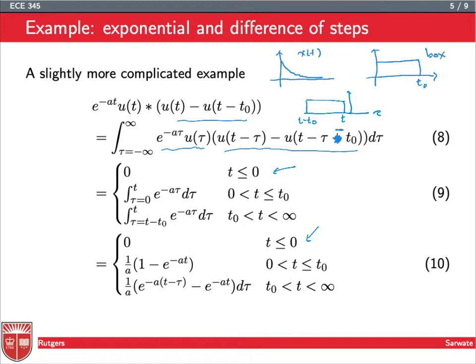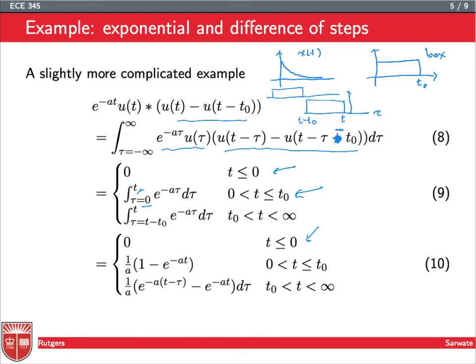Now, when t is bigger than 0, but not quite as far as t0, then we're going to get some sort of partial overlap here with this x of t. And then we're just going to get the integral from 0 to t, because of this limiting of the integral and the u of t. So u of t is going to clip off everything from this box except for the part that goes from 0 onwards. So that's going to be tau equals 0 to t, e to the minus a tau d tau, and that's going to hold until t equals t0.